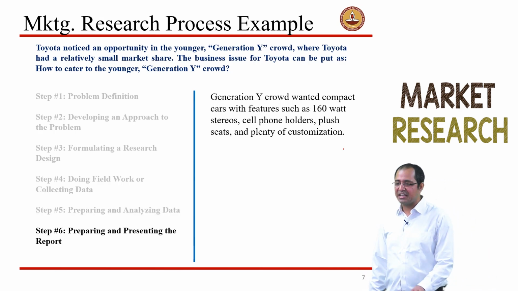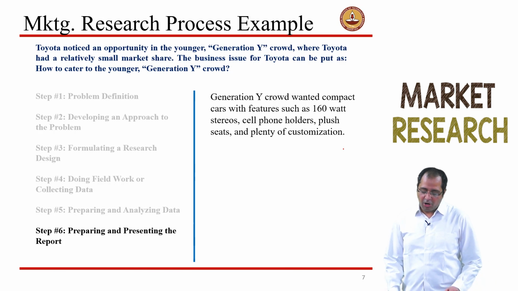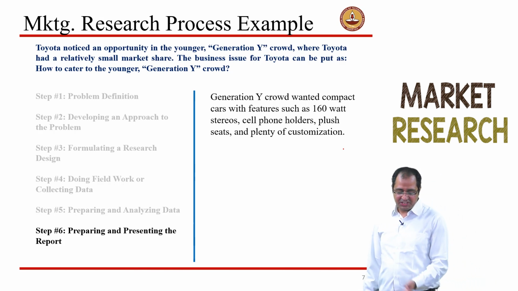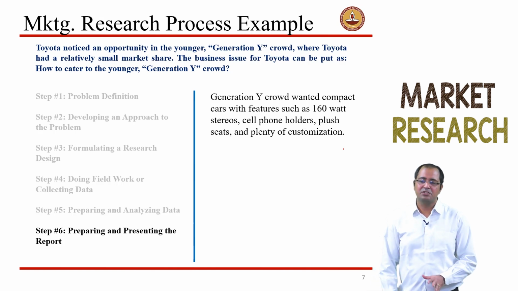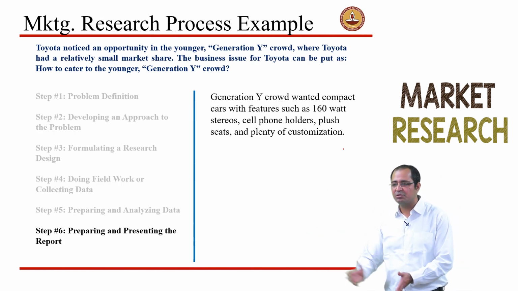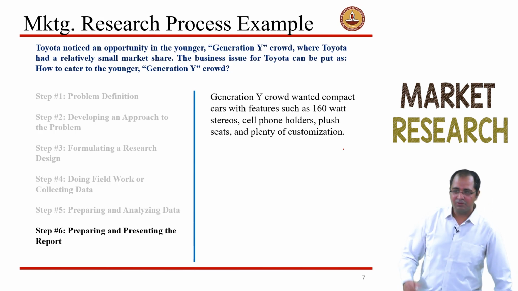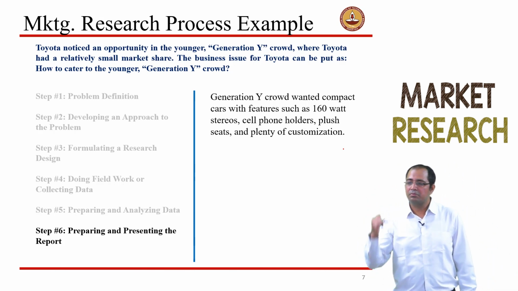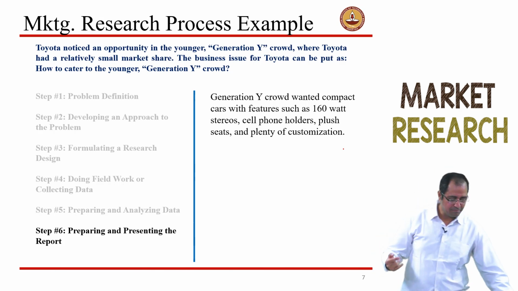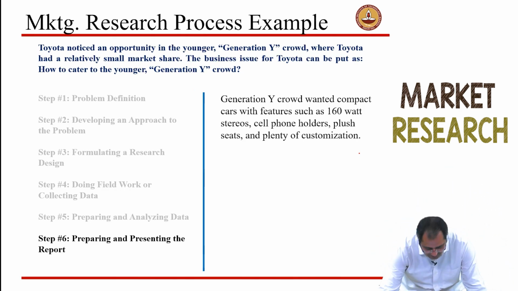In step number 6, they got the findings that the generation Y crowd wanted compact cars with features such as a 160-watt stereo, cell phone holders, plush seats, and plenty of customization. So these were their findings, which were presented to Toyota. So stepwise, one has to move from problem definition onward. This was the opportunity. Let us go to another example for the problem definition.